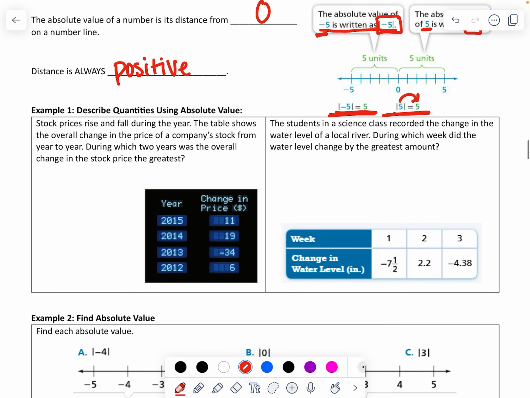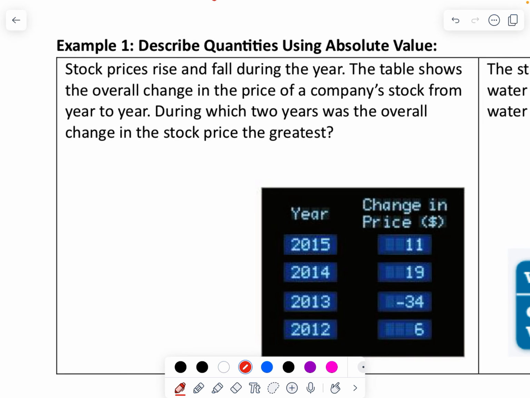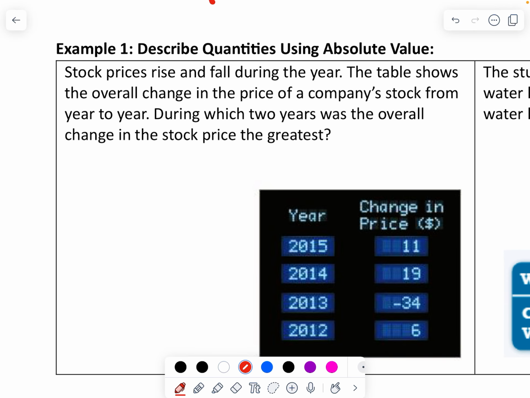So these questions are going to make you think, okay? So you got to use your brain on these. So example 1, we're going to describe quantities using absolute value. So stock prices rise and fall during the year. The table shows the overall change in the price of a company's stock from year to year. During which 2 years was the overall change in the stock price the greatest? So it's not asking which one increased the most or which one decreased the most. It's asking during which 2 years was the overall change in the stock price the greatest.